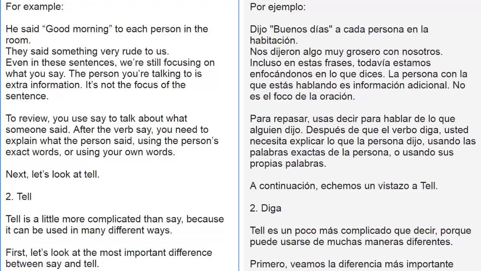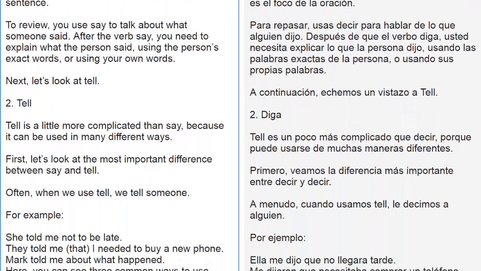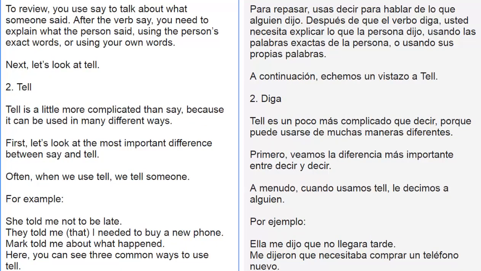Even in these sentences, we are still focusing on what you say. The person you're talking to is extra information, it's not the focus of the sentence. To review, you use say to talk about what someone said. After the verb say, you need to explain what the person said, using the person's exact words or using your own words. Next, let's look at tell.